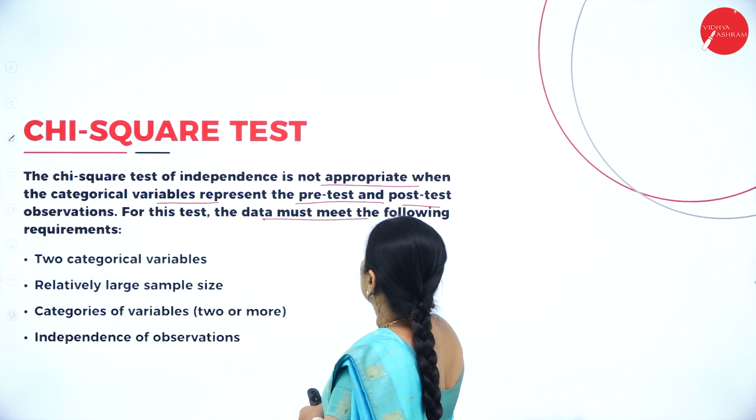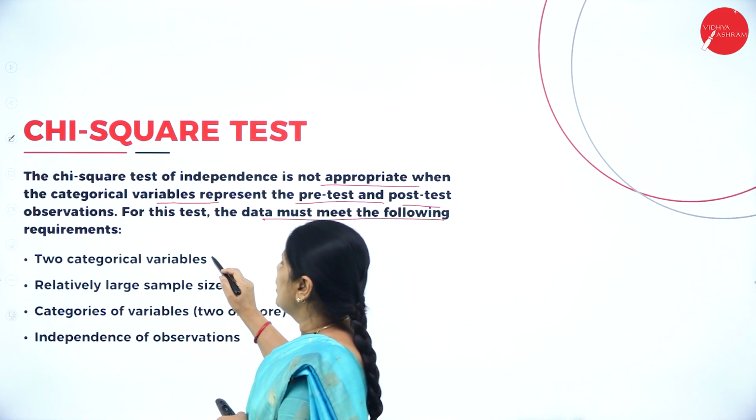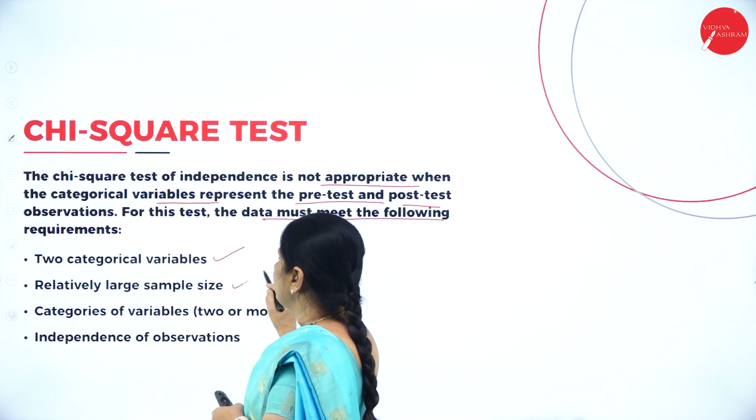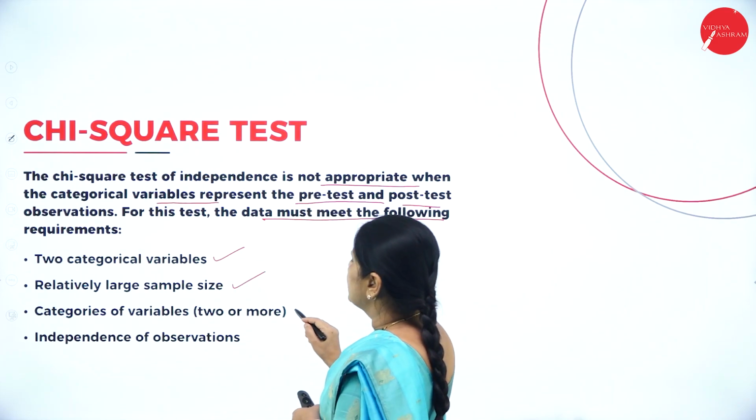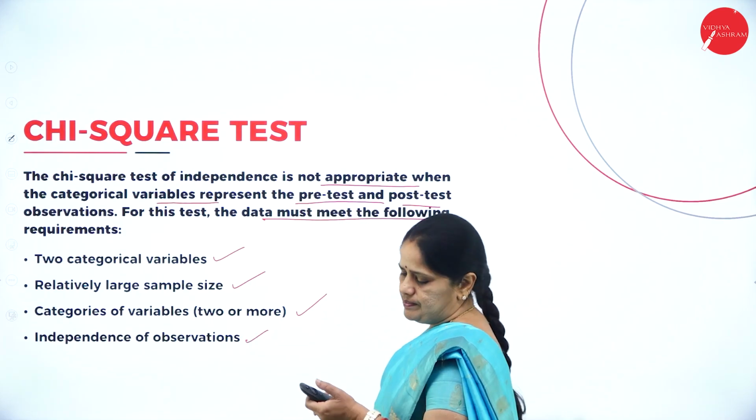For this test, the data must meet the following requirements: two categorical variables, relatively large sample size, categories of variables two or more, independence of observations.